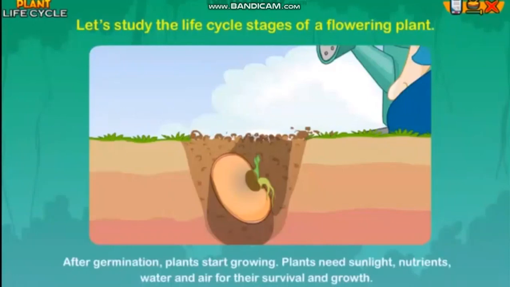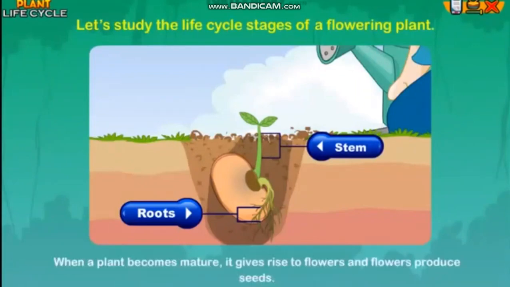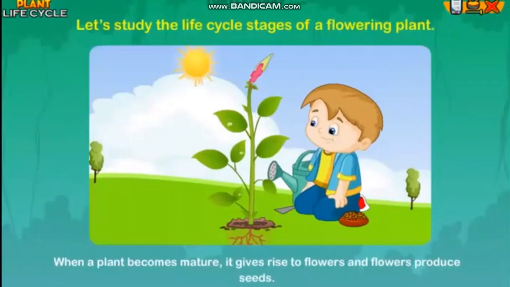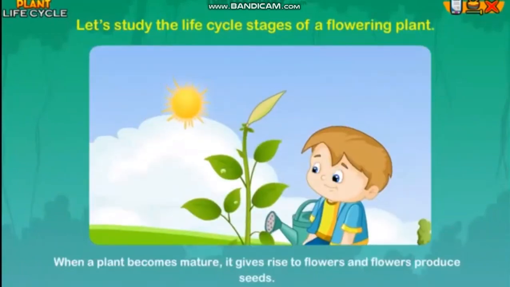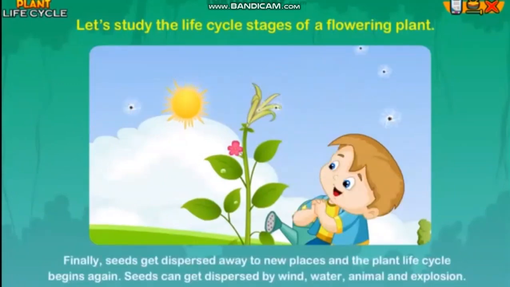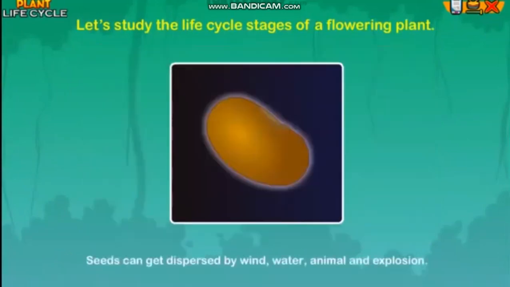After germination, plants start growing. Plants need sunlight, nutrients, water, and air for their survival and growth. When a plant becomes mature, it gives rise to flowers, and flowers produce seeds. Finally, seeds get dispersed away to new places and the plant life cycle begins again. Seeds can get dispersed by wind, water, animal, and explosion.